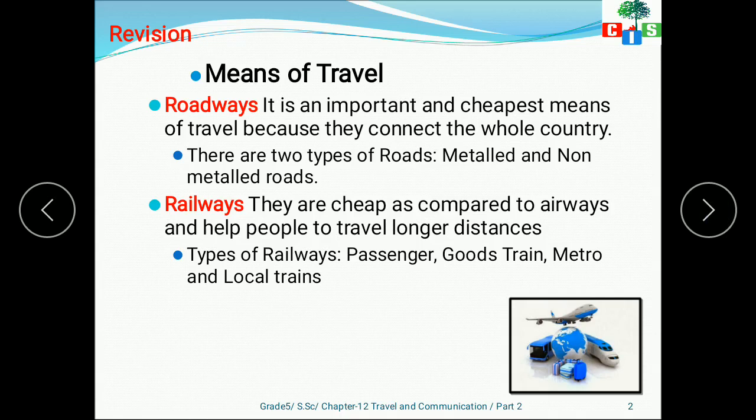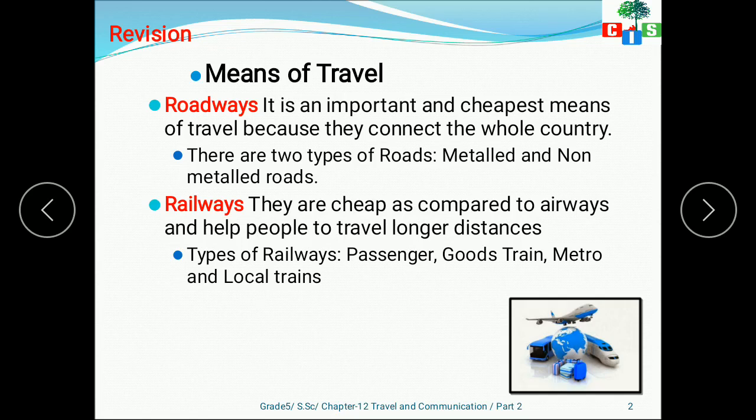Roadways is an important and the cheapest means of travel because they connect the whole country. And there are two types of roads. What are the names? One is metalled and the other is non-metalled road. Then we discussed the railways.